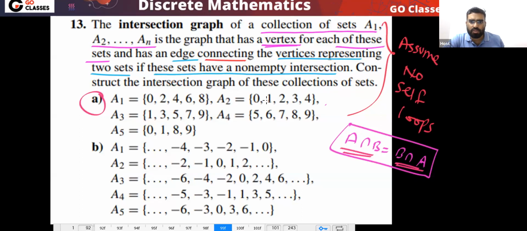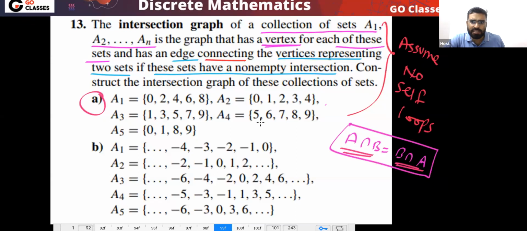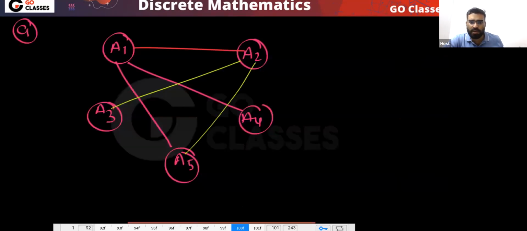Start from A2. A2 A1 we have already seen. Next, A2 A3, not disjoint. Next, A2 A4, are they disjoint? Should I put an edge between them? Tell me. So there should be no edge between A2 A4. What about A2 A5? Yes, there should be an edge between A2 A5.